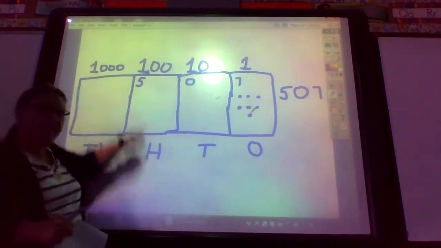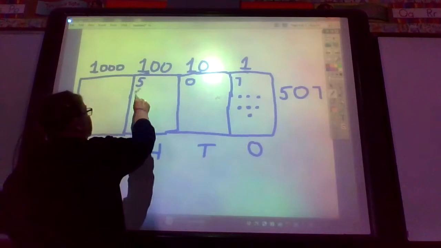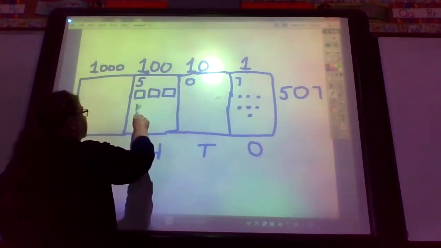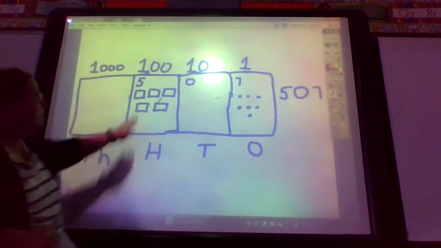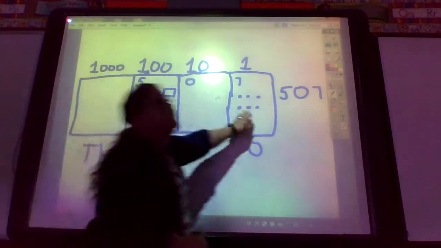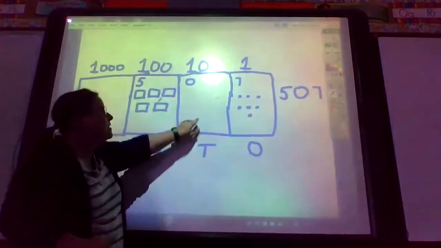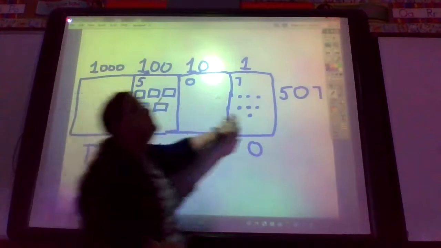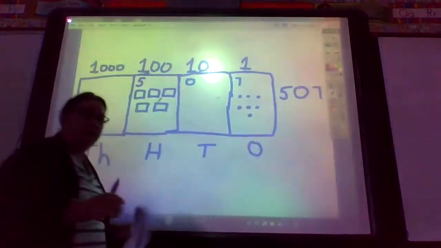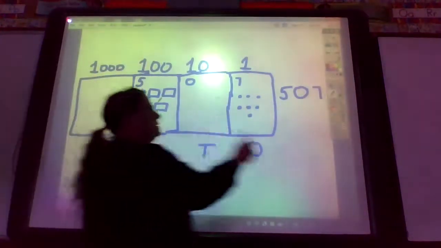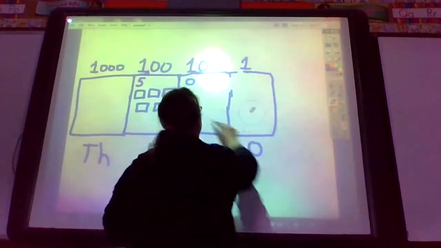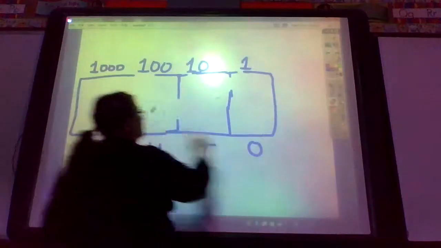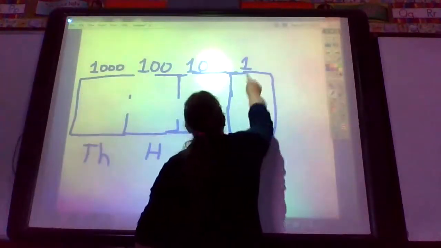I have 5 hundreds, so I'm going to draw my hundreds. 100, 200, 300, 400, 500. I can read my number. 507. Okay? 507. Last one, because I know that they like to trick us when we do things.